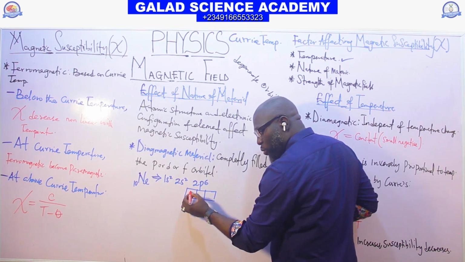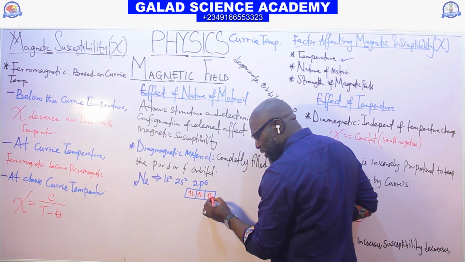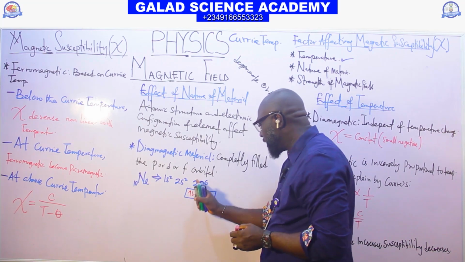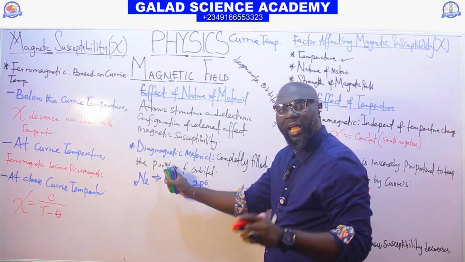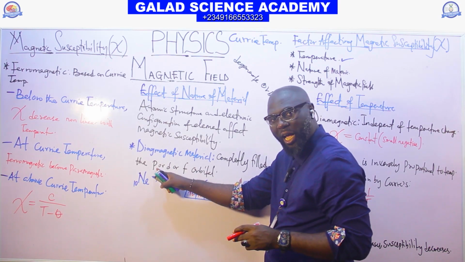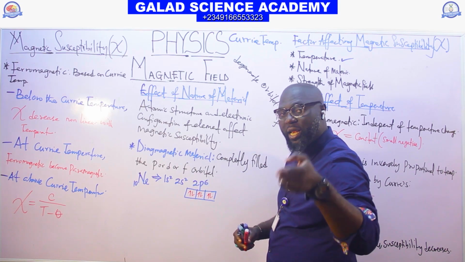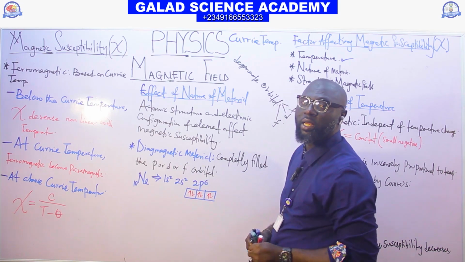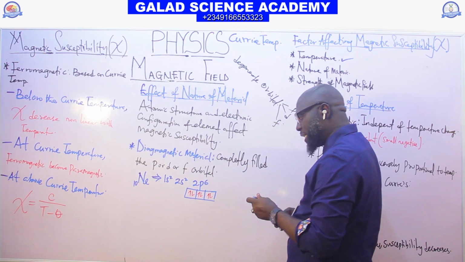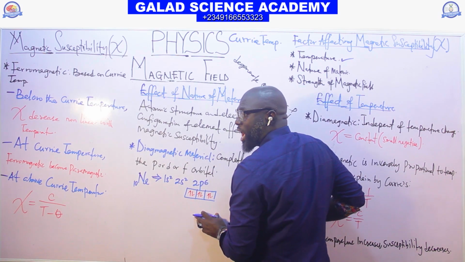By using the arrows, 1, 2, 3, 4, 5, 6. We can see that this neon is completely filled in the p orbital. Any element whose electronic configuration is completely filled with p orbital, we call it diamagnetic. They will weakly repel a magnetic substance.